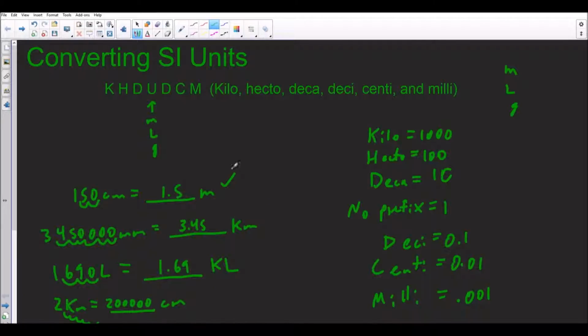And that's how you convert units. A lot of people just have the common ones of these memorized and you can kind of do it in your head, but this is what we're doing. We're adding up how many places we're moving the decimal place to the left or to the right.